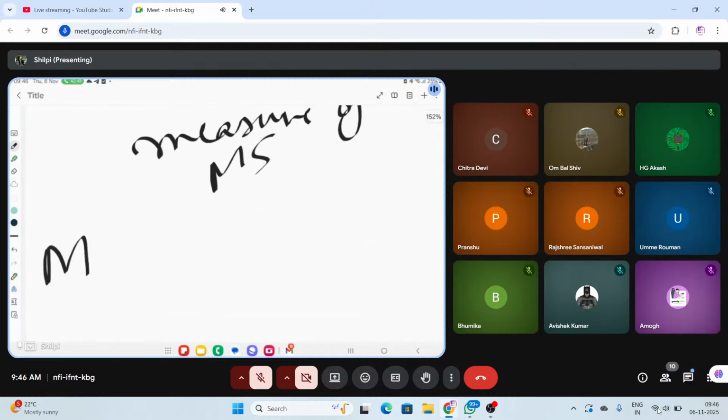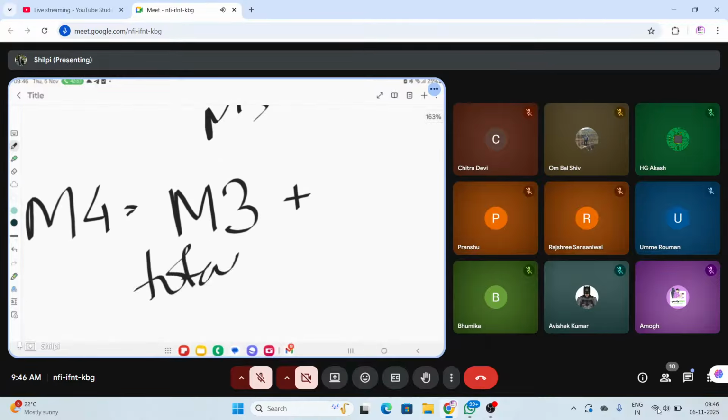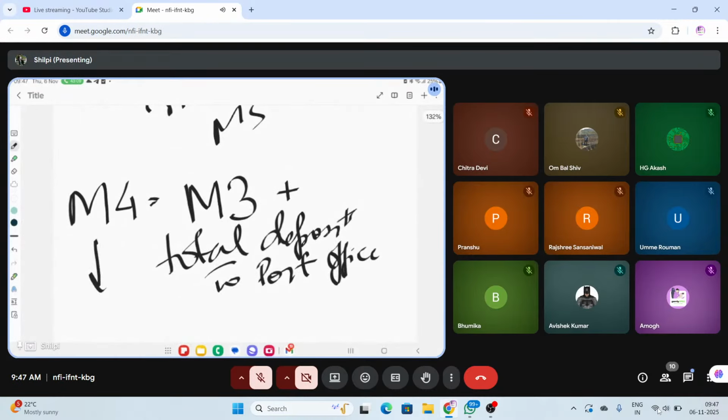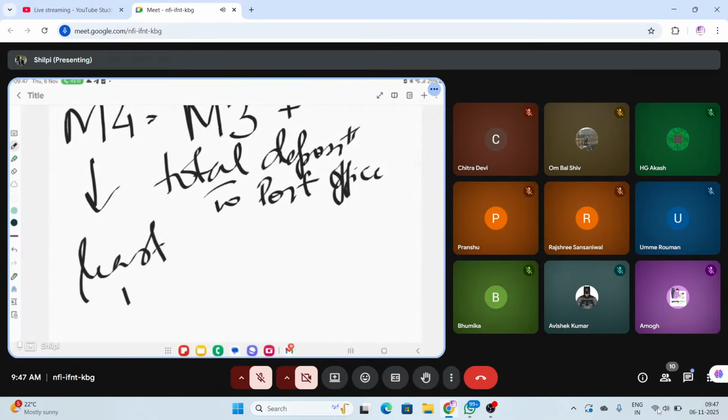Then there is also a formula for M4. If you remember it, well and good, otherwise it's okay. M4 is M3 plus the total deposits with the post office, and it is the least liquid. The only thing that you need to actually remember is that it is the least liquid. If you remember the formula, well and good. If you don't, it is also fine. I don't think UPSC will dive into the formula of M4 ever. But the formula is M3 plus the total deposits with the post office.